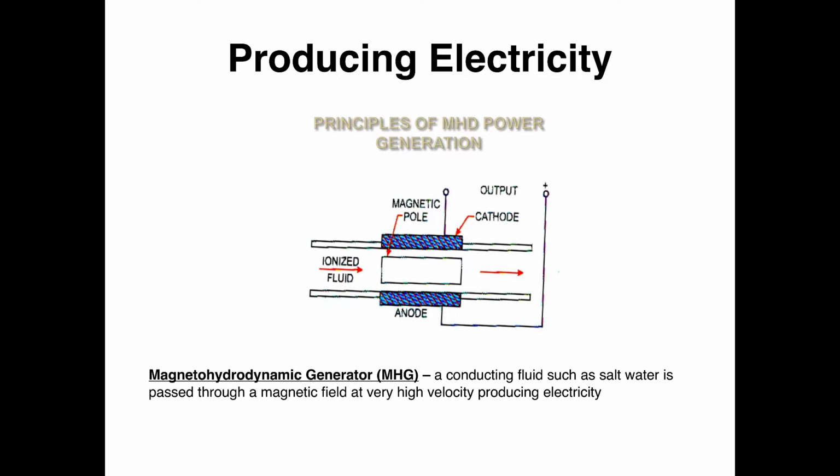And this is what it looks like. You have an ionized fluid in the middle here, and it travels very fast through this in this direction. Then you have a magnetic area at this point, and then electrical energy is produced here and here, and it goes out from here, out from here and around, and then comes back here.